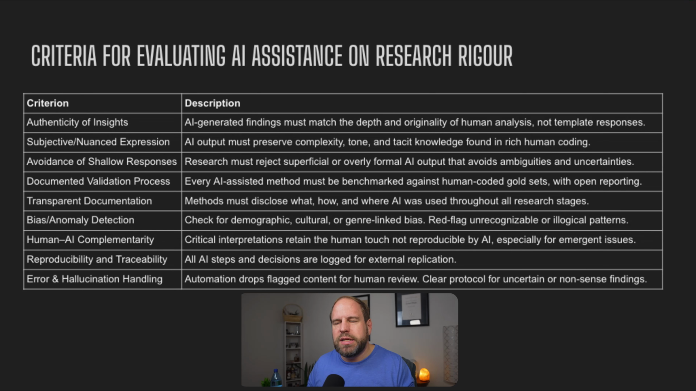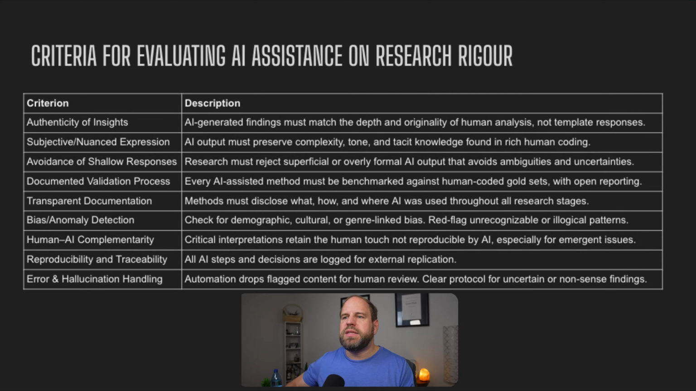So really it's like an iteration of the prompt and the context you give to the AI. No shallow responses, basically meaning you don't want to accept AI answers that are too simple or too formal, that ignore things that are confusing or unclear. Good research is always dealing with complexity, so we want to keep that there.